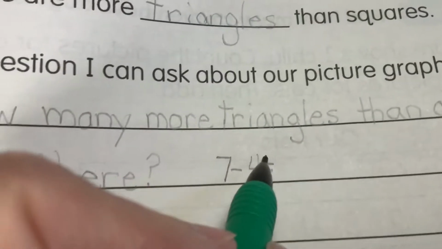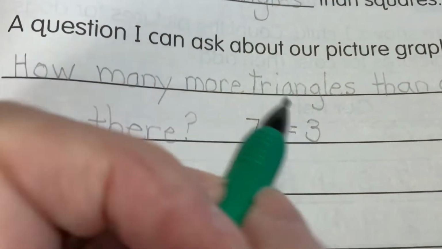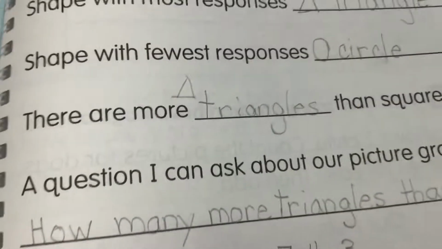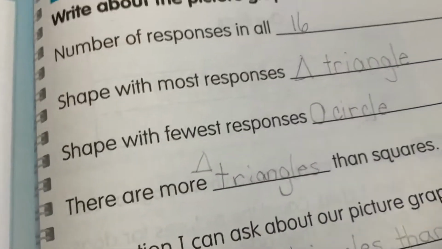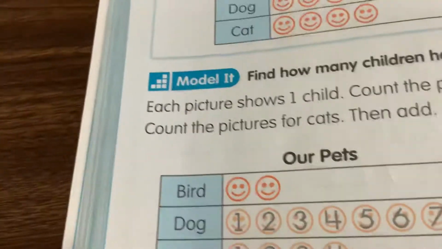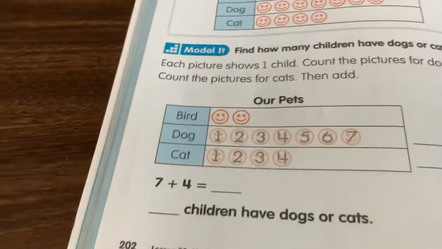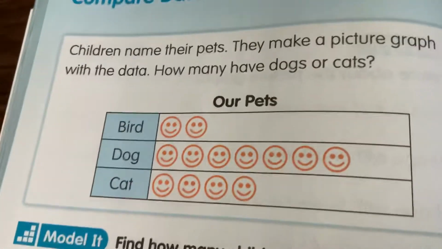And what did I get? I had 3 left over. So 7 take away 4 is 3. Okay, then turning the page, we're going to go to page 202, and we're going to keep on.